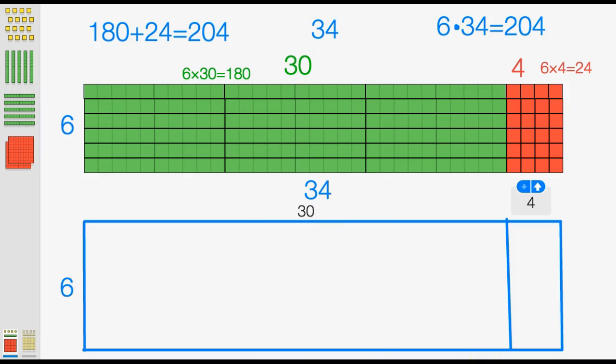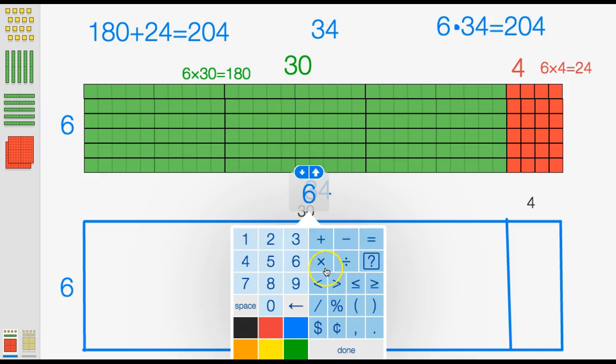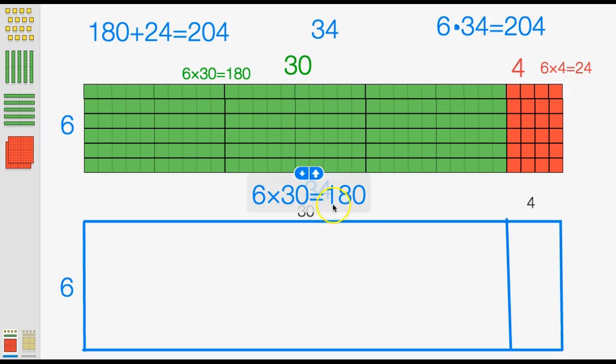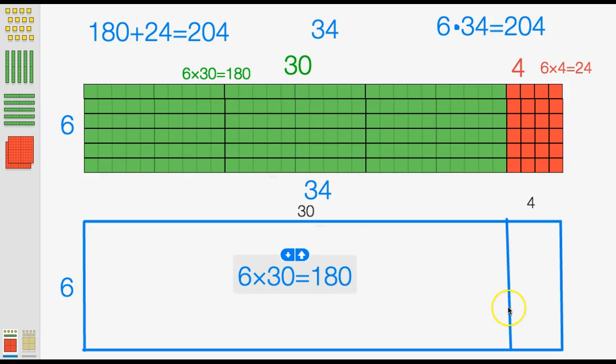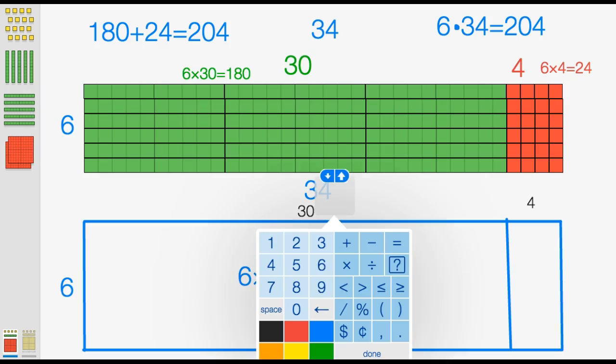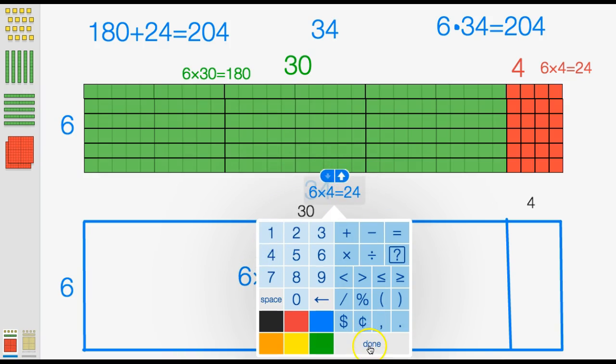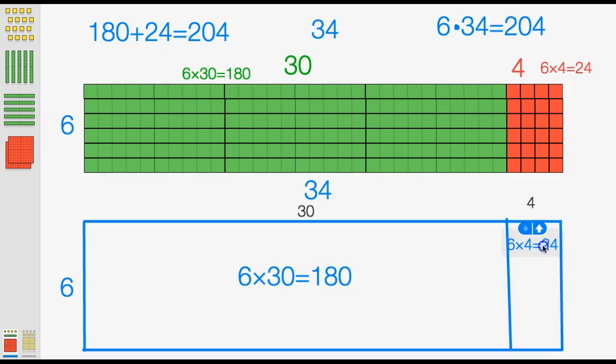So now I'm going to go ahead and find the area of here. I know I can do 6 times 30. So 6 times 30. We already know the answer to that. There's no sense in drawing that out again. It equals 180. Can place that right in there. And for 6 times 4, I already know that 6 times 4 equals 24. I'm going to shrink this one down because it probably won't fit. Probably still won't fit. And I'm going to stick that right in there. Now I know that I can combine this area with this area, and it's going to give me the total area, which is also the product of 6 times 34, 204.